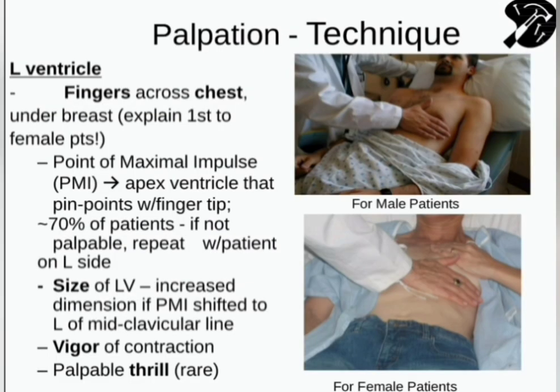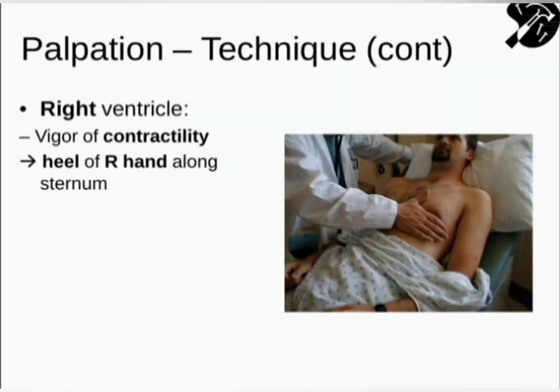Spread your fingers on the chest like in the picture to feel the apex, then gradually localize to one or two fingertips. You can tilt the patient to the left side to palpate if it is impalpable. Feel for vigor, feel for thrill, feel for size and location.